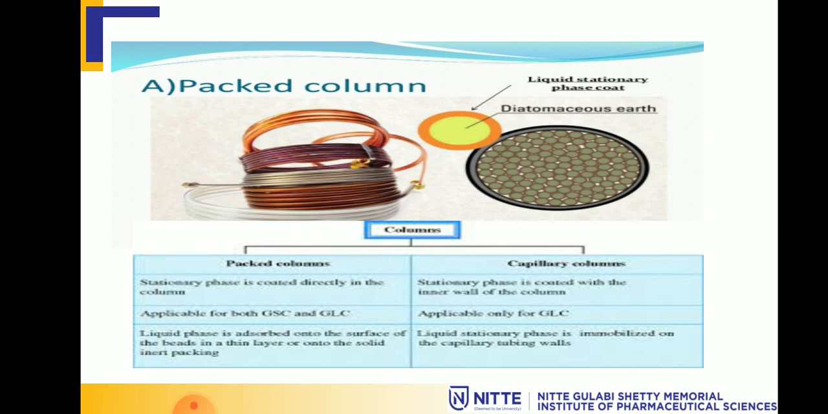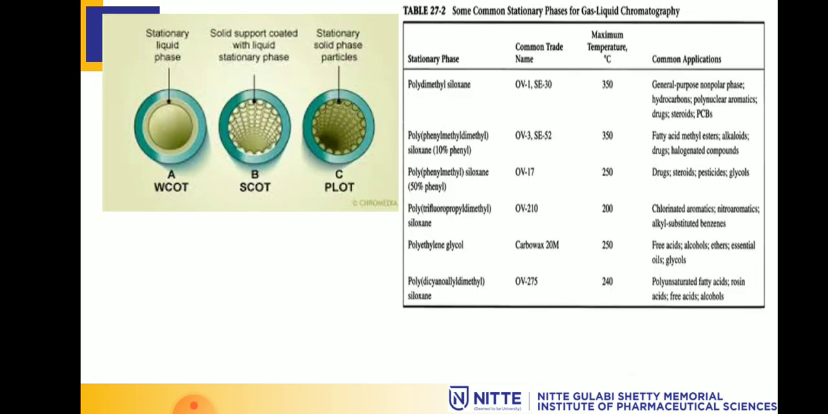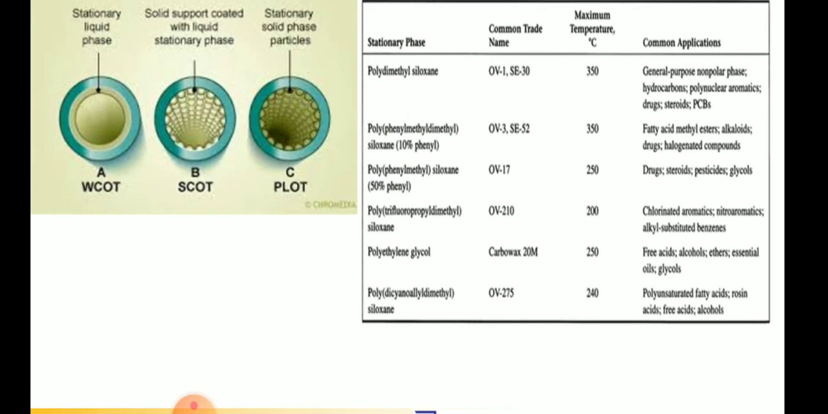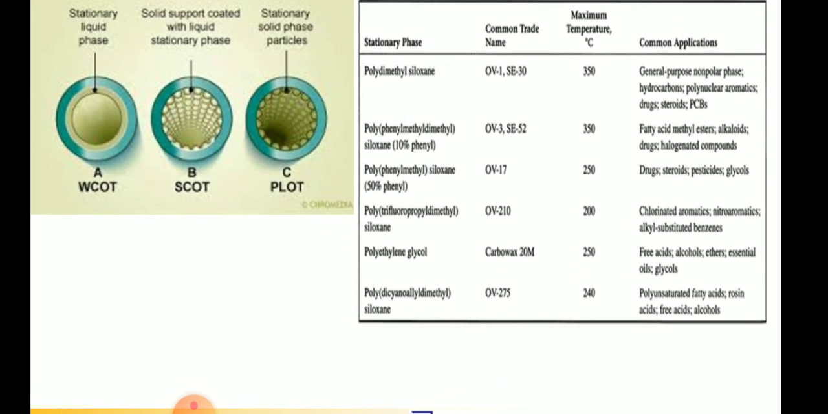rest two. Let us now learn about the material which is being used as stationary phase. So I have tried to show you the different types of stationary phase. You can see here polydimethyl siloxane, polyphenyl methyl dimethyl siloxane, polyphenyl methyl siloxane and 50% phenyl, with the common name and the maximum temperature they can withstand.